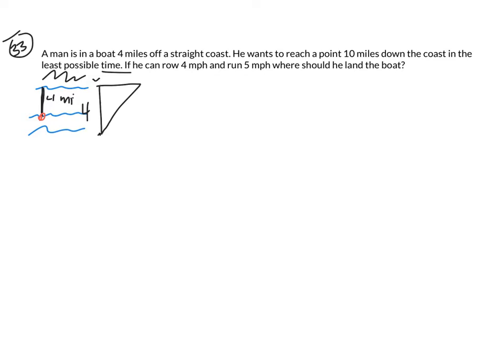That's 4, and then he wants to reach a point 10 miles down the beach, so this whole thing is 10. We can call this part 10 minus x and this part x, which means that this triangle's hypotenuse is the square root of x squared plus 16, by the Pythagorean theorem. That's really messy, but basically this part is the 4 miles off coast.